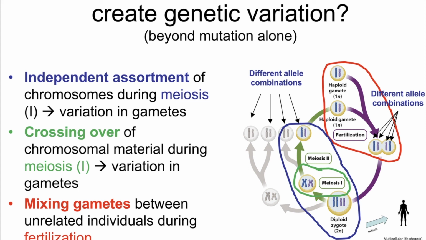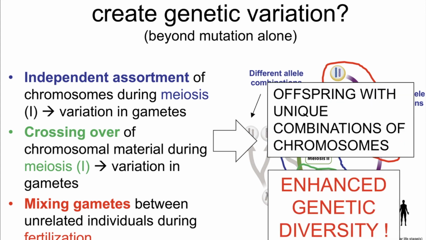So the take home here is that all of these processes result in offspring with very unique combinations of chromosomes that weren't present in the parent cells and the parent organisms, and overall greatly enhanced genetic diversity in those offspring, okay? And it's really important to have that genetic diversity, to have the variation in the population that natural selection needs to operate.